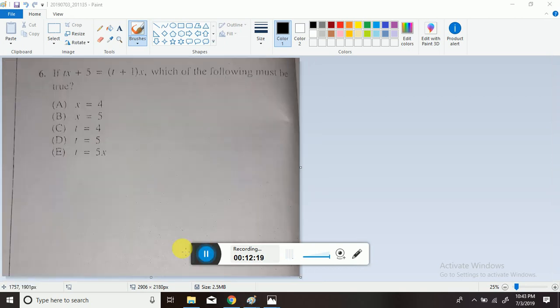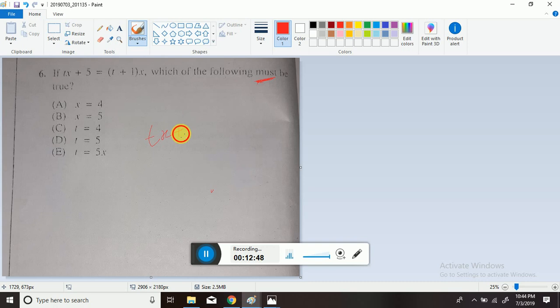Question number 6 tells us that if tx plus 5 equals (t plus 1) into x, which of the following must be true? Now let us see. We need to first of all read the question, and we have seen that there is the word must. Must means there is no second option if there is the possibility or chance. So let us solve here.